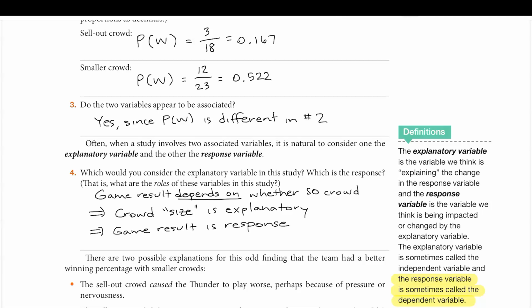So you could look at it two ways. Either the game result depends on whether they had a sellout crowd, so game result is the dependent, or what we say the response, or we could say the crowd size sort of explains the game result. In other words, if we want to know whether they won or not, somebody has to first tell us whether it was a sellout or not, and then we could tell what their winning proportion was. So since the crowd size seems to be explaining whether or not they won, the crowd size would be the explanatory.